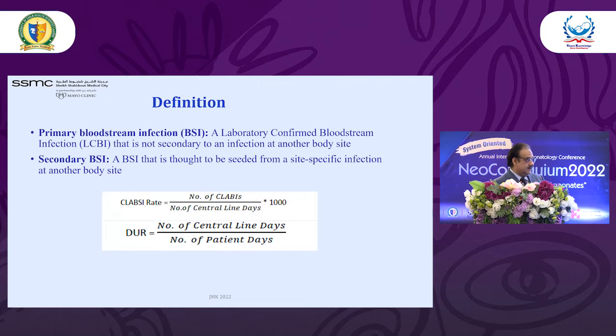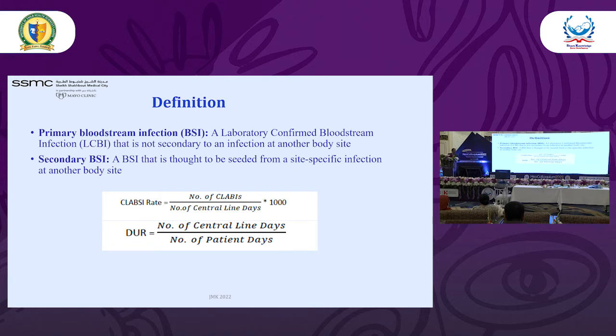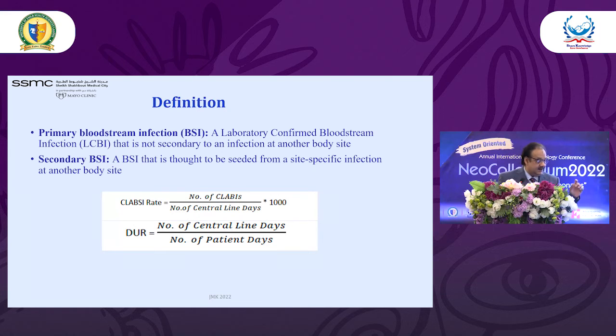So what is the definition? A primary bloodstream infection is a laboratory confirmed bloodstream infection that is not secondary to an infection at another body site. This is the definition of central line associated infection. A secondary BSI is a BSI that is thought to be seeded from a site-specific infection. The CLABSI rate is calculated as the number of CLABSIs divided by the number of central line days, multiplied by 1,000.